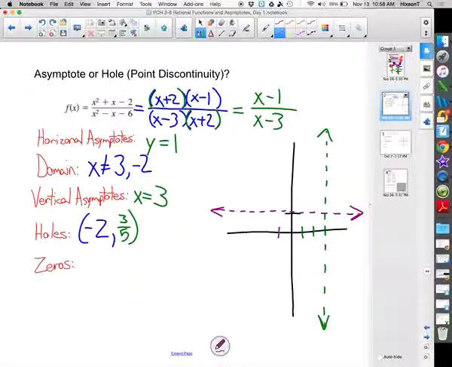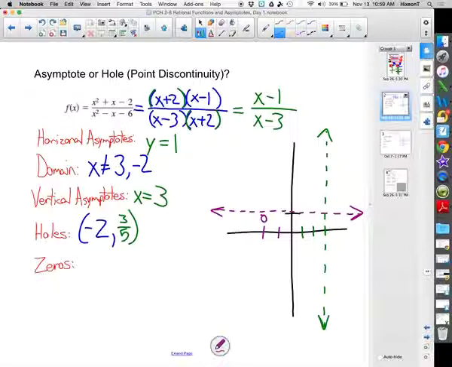So let's get that here. Negative 2, 3/5 is a little over a half. And actually, wait, I need to make it a hole. So I'm not going to put a solid point there. I'm just going to put an open point there. Okay? So my graph is going to go through that location, but there's a hole there.